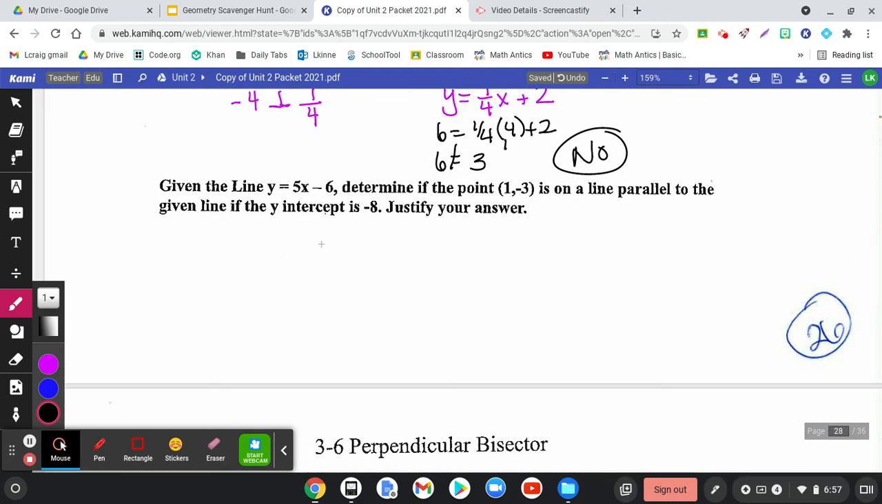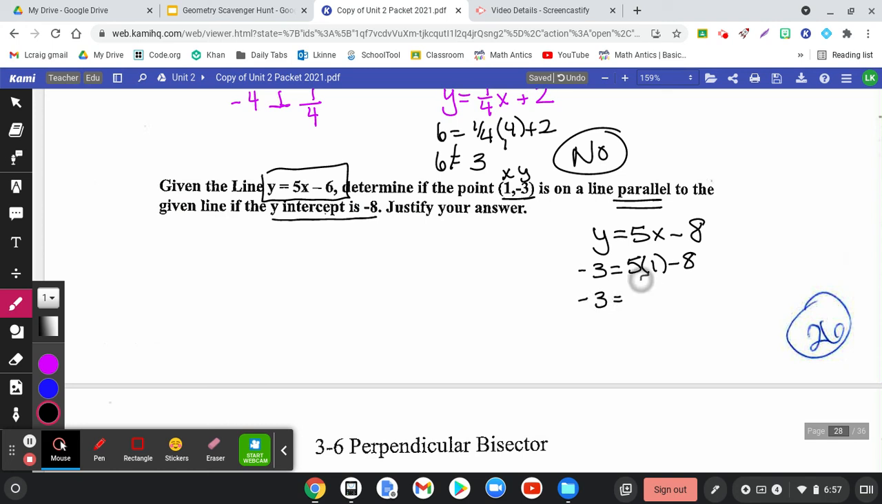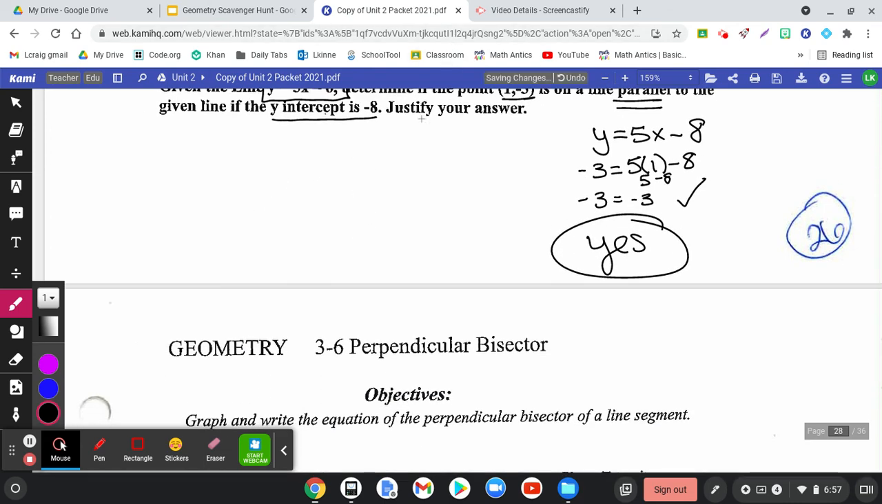And last question for today. Given the line y equals 5x minus 6, determine if the point 1, negative 3 is on a line that's parallel to it. So the same slope, so I know it's going to be y equals 5x, if the y-intercept's negative 8, so there's our equation. Let's plug the x and y in for it. So instead of y equals, negative 3 equals, instead of 5 times x, 5 times 1, negative 8 will stay. 5 times 1 is 5, and 5 minus 8 is negative 3. So is the point on the line? Yes. All right, so lots of good practice there.